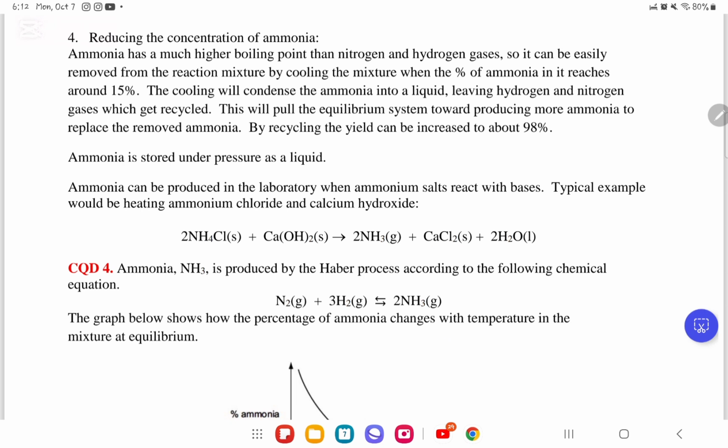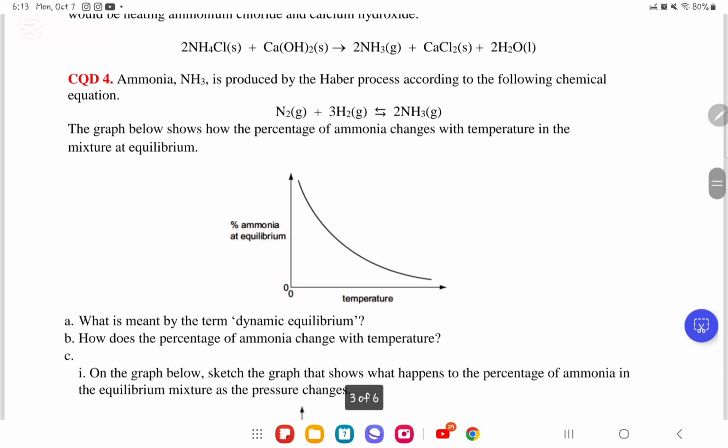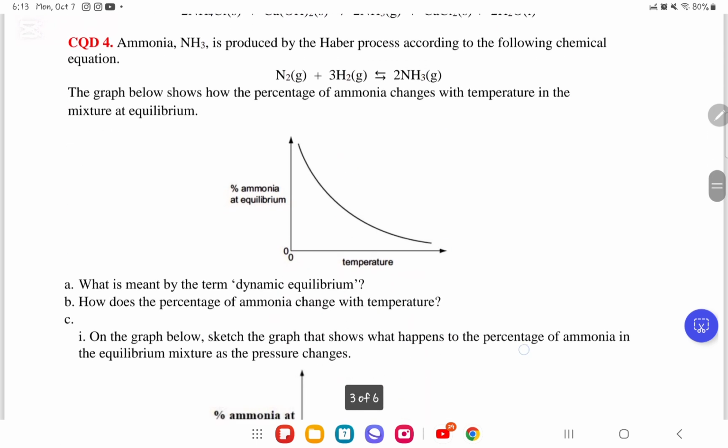All right, so again, if we mix ammonium salts, which is basically ammonium chloride in this case, with calcium hydroxide, we're going to get ammonia as a gas, then calcium chloride as a solid, and as our liquid we will get water. So now CQD number 4.